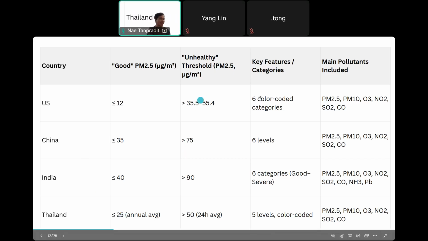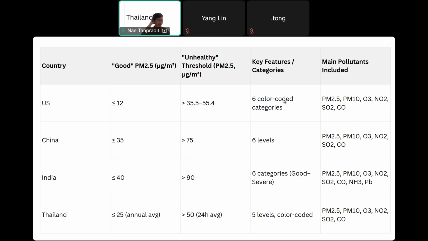Another thing is the color coding. The color-coded grades go from green, yellow, orange, red, purple, and dark purple, which is the worst. In Thailand, we have seen purple now, on some days of the year, last year. Yes, in China also, and in India also. Many weeks are in purple.